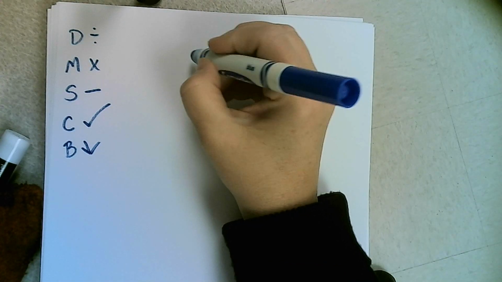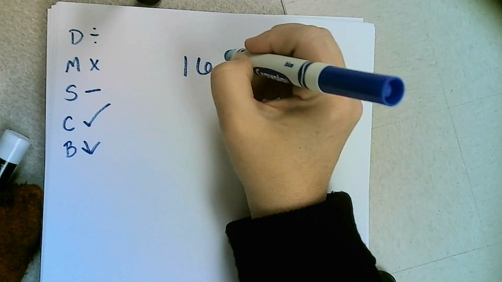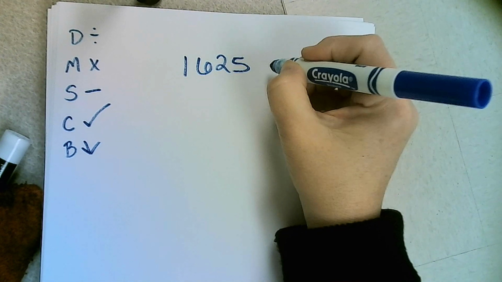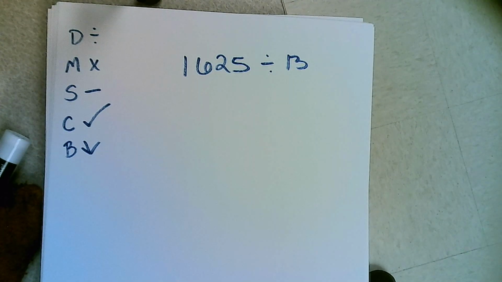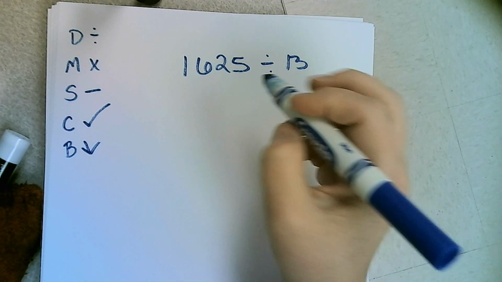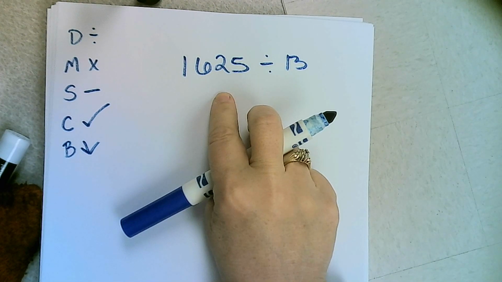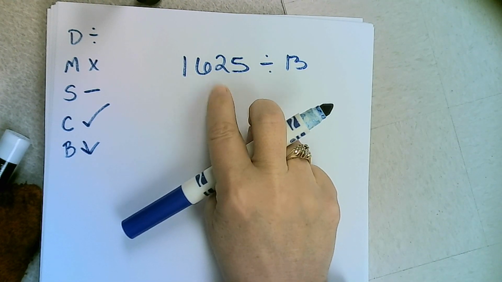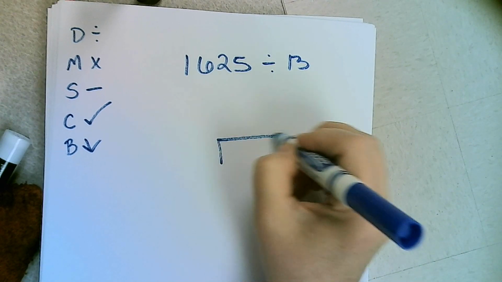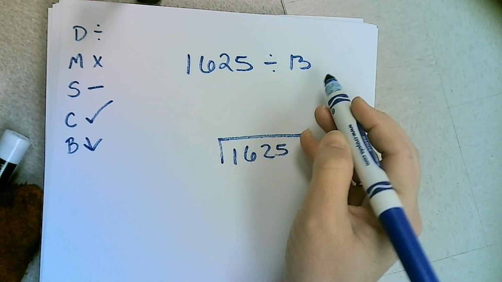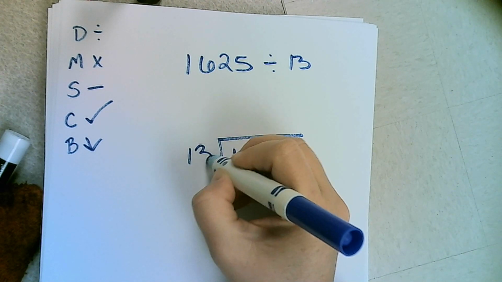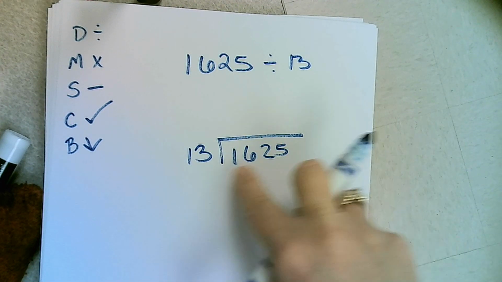So I'm going to do 1,625 divided by 13. So the first thing we have to do is set it up in a bracket. The first number always goes in the bracket. I don't care if it's smaller, bigger, ugly, whatever. The first number goes inside the bracket. The other number is the divisor. It goes outside. Dividend, divisor, dividend, divisor.